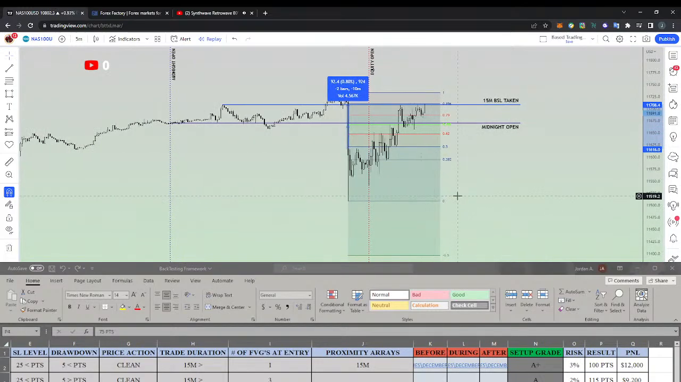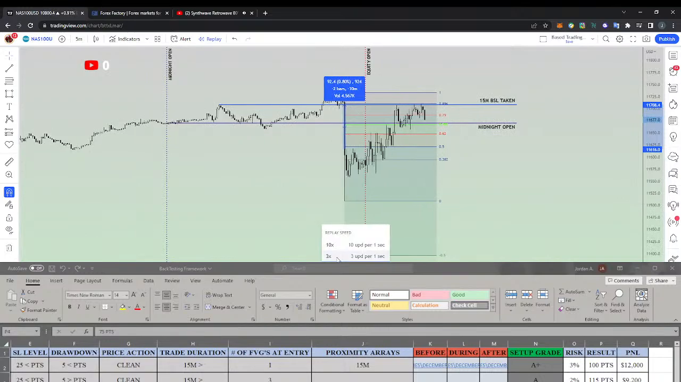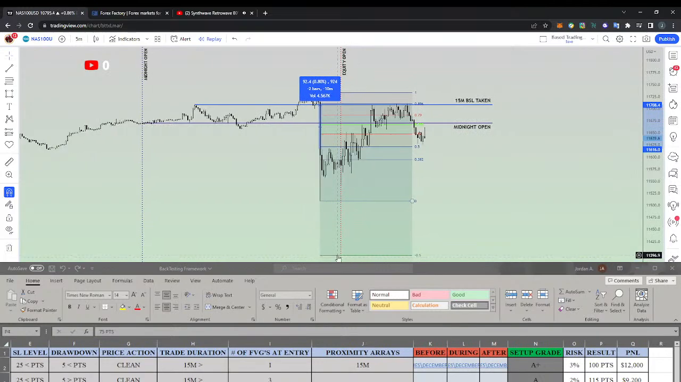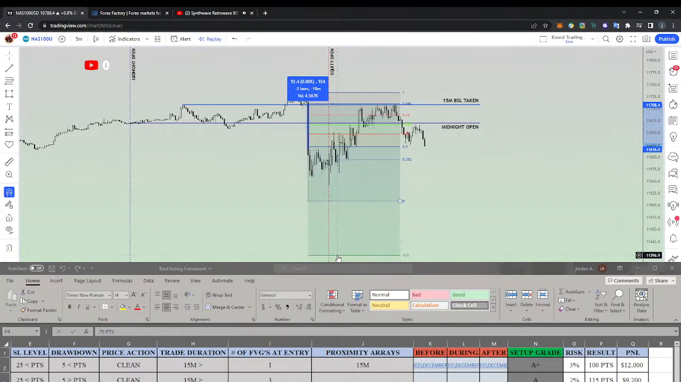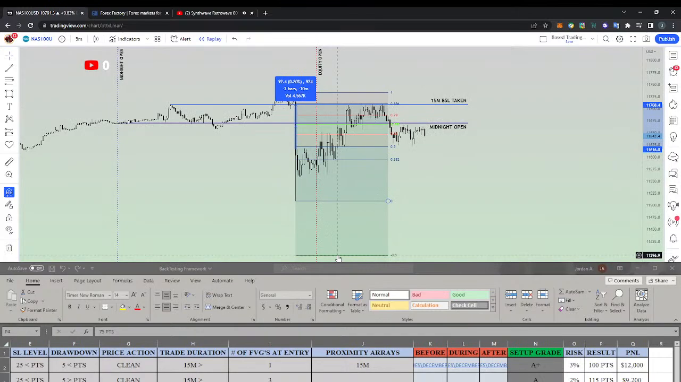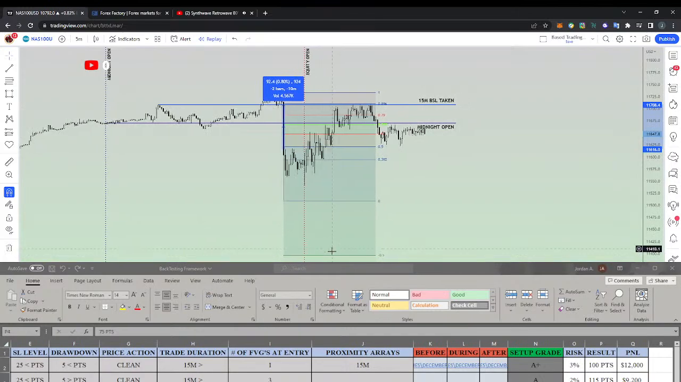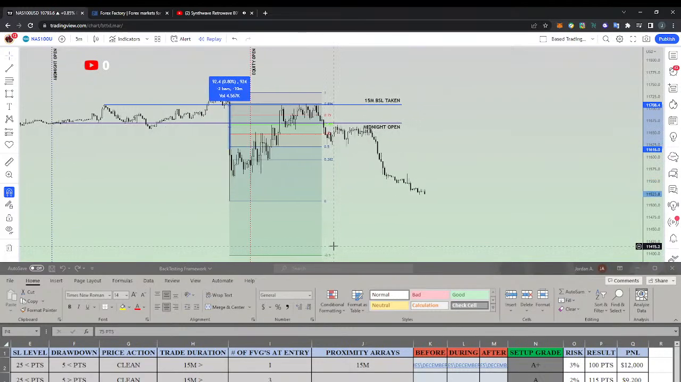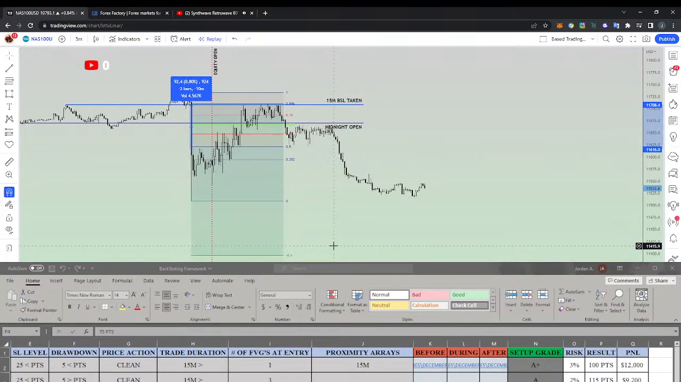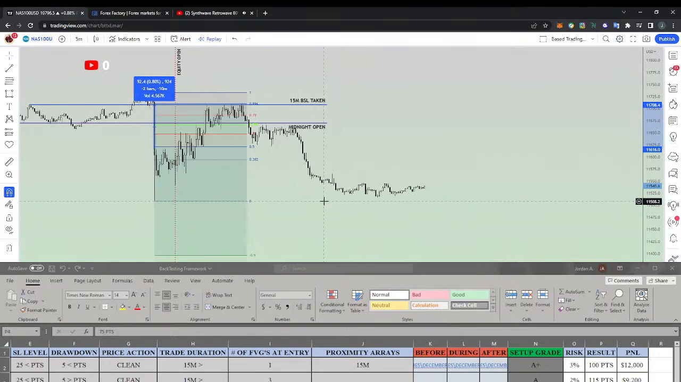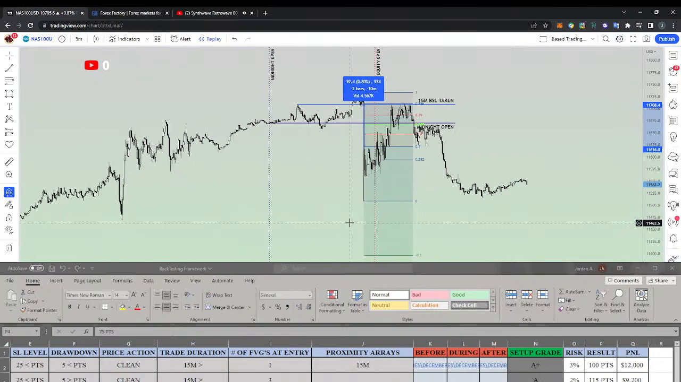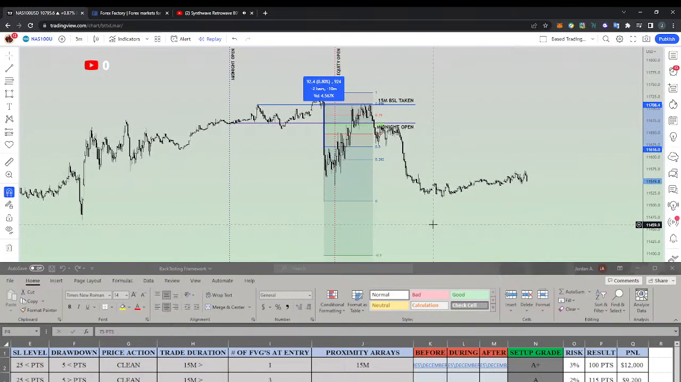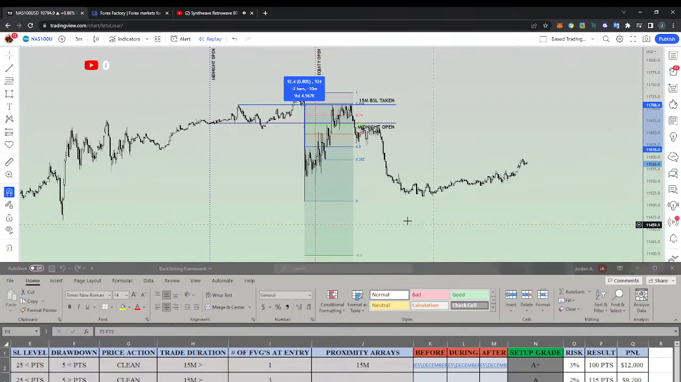Now we're in the lunch hour. And there's your continuation, more than likely. Yeah, there it is. Maybe repeat the low or something. Pretty garbage price action, honestly.